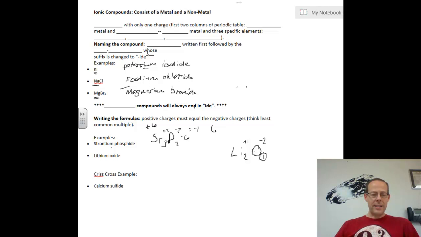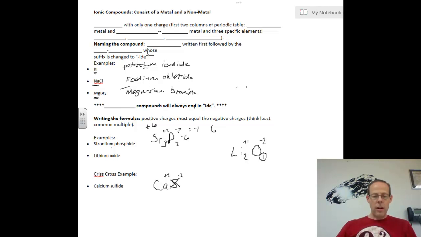All right, lastly, this is kind of just a shortcut to do this. This works most of the time, but not all the time. I actually have an example that is one of the times it doesn't work, but first the crisscross example. So if I write calcium and sulfide, calcium has a +2 charge, and sulfur also has a -2 charge because it's a chalcogen. So I'm just going to put an arrow this way and an arrow this way.